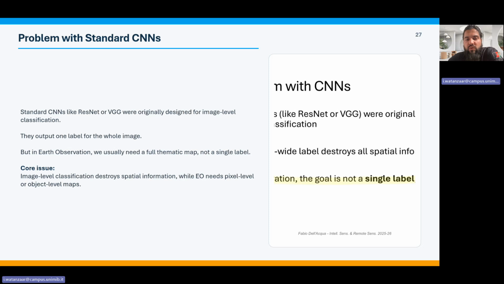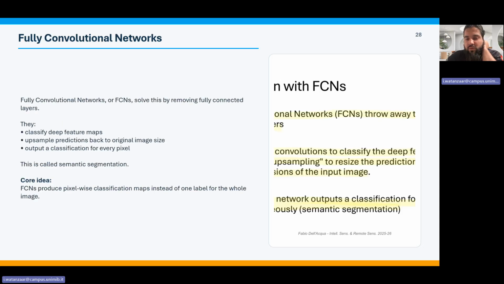But in Earth observation, we usually need a full thematic map, not a single label. That's the main issue with the standard CNNs. The core issue here is that image-level classification destroys the spatial information. Earth observation needs pixel values, or object-level maps. Even pixel level may not be needed anymore for correct boundaries and determining administrative boundaries or regions, so even object-level maps are needed. Although the output is one label for a whole image in the standard CNN, we are addressing this with the fully convolutional neural network.